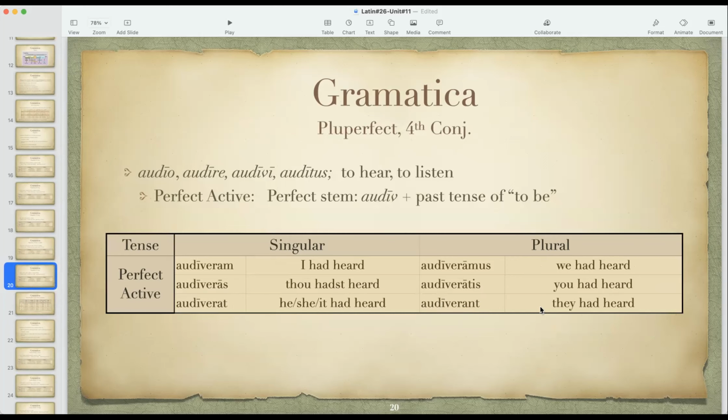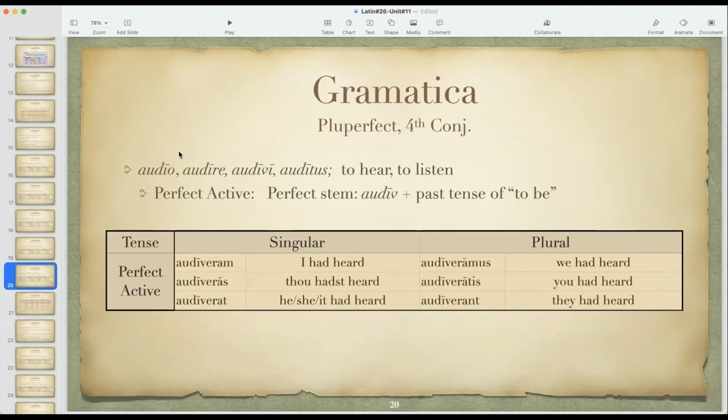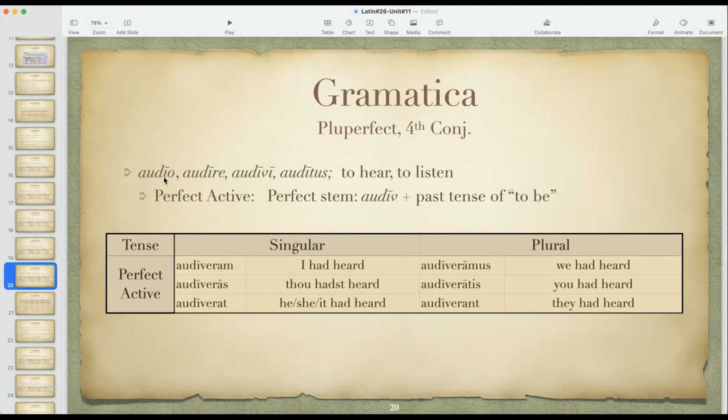Yes, as in long E. A long I is a long E sound in English. So when we said audio, audire, audivi, and auditus.